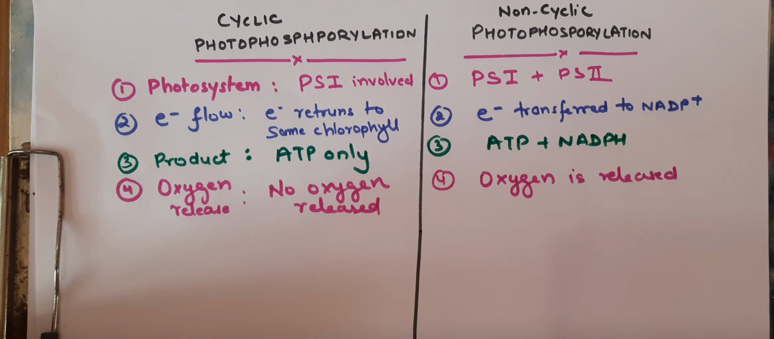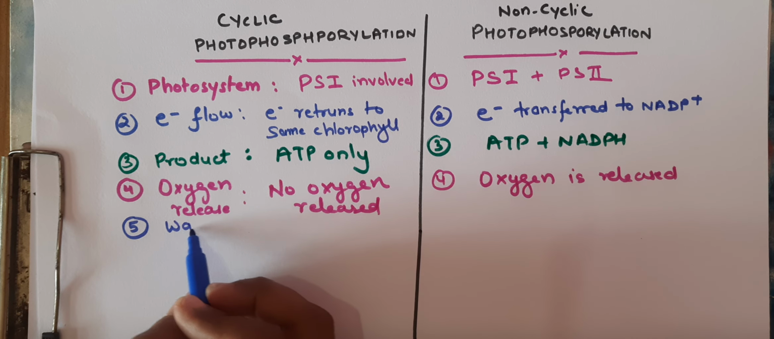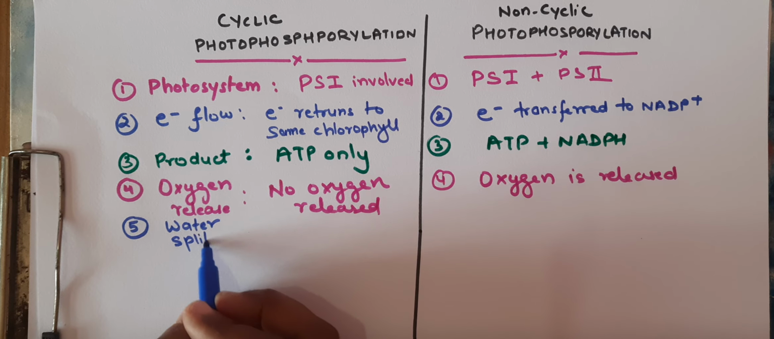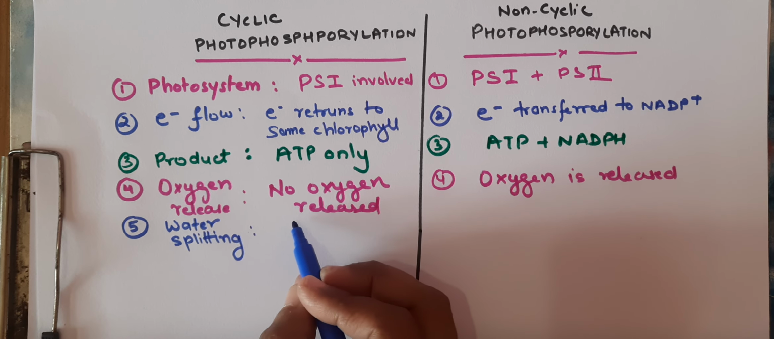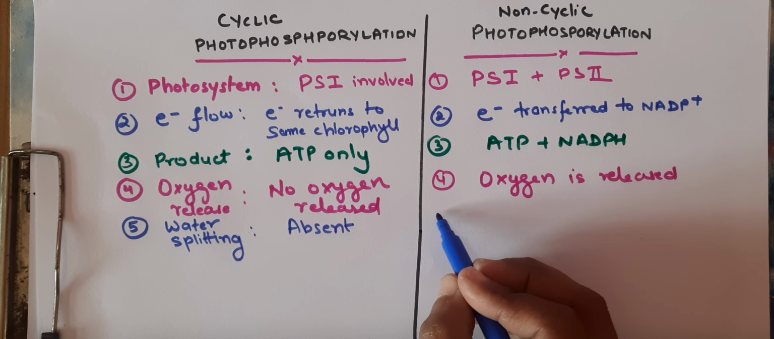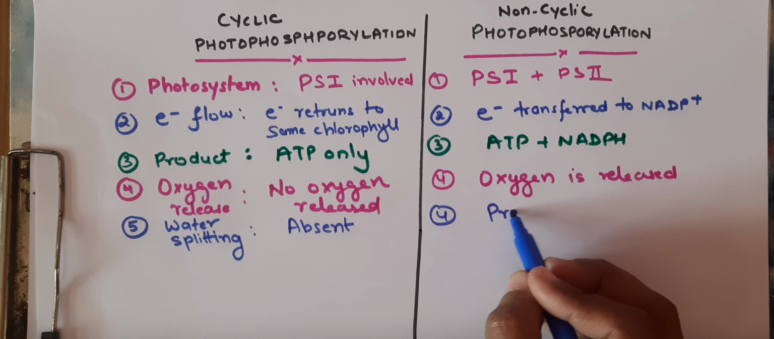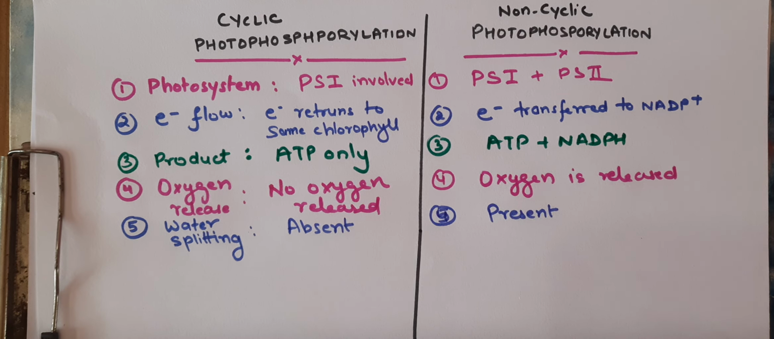The fifth difference is in the water splitting. In the case of cyclic photophosphorylation, the water splitting is absent. However, in the case of non-cyclic photophosphorylation, the water splitting is present. So this is the fifth difference between the two processes.